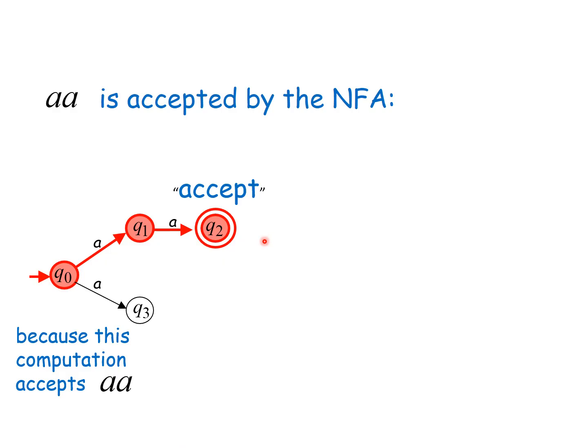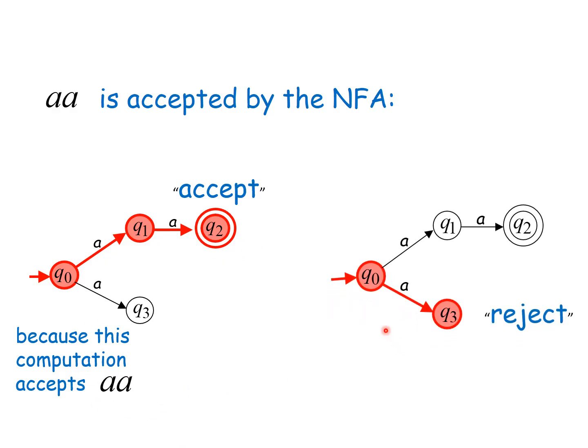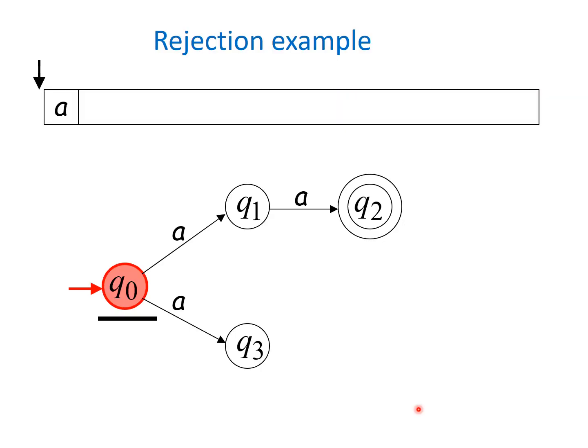In the other example, because this computation accepts, in the other choice it reads only 1 A and reaches the q3. From there onwards there is no transition at all for reading the second A, so it will be halted there itself, and at the same time the input buffer is not empty. Then you can say reject. This computation is ignored.